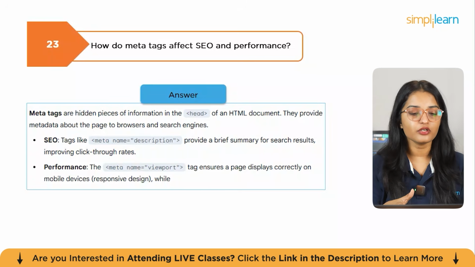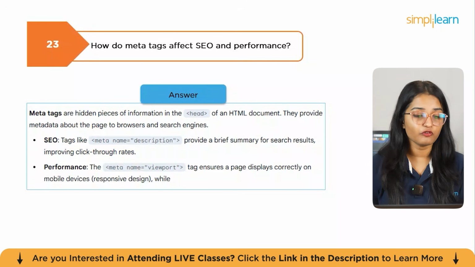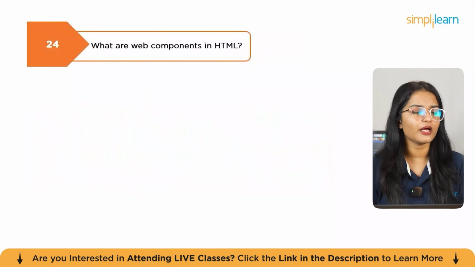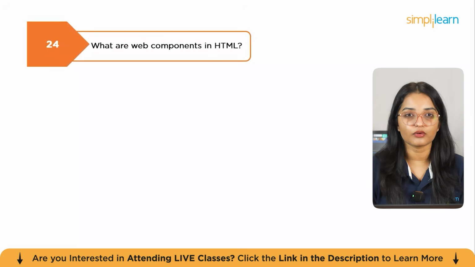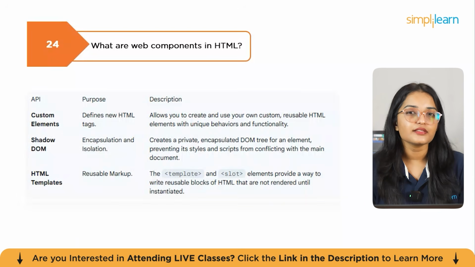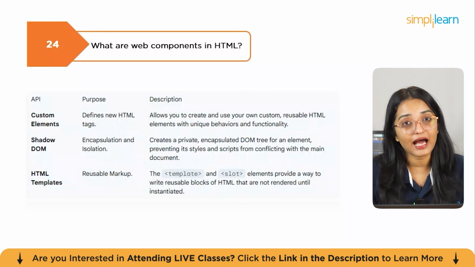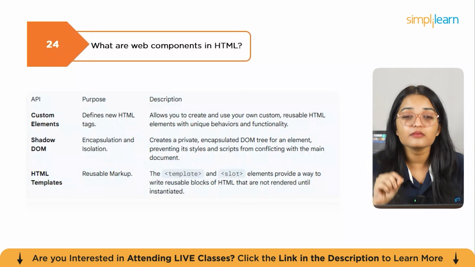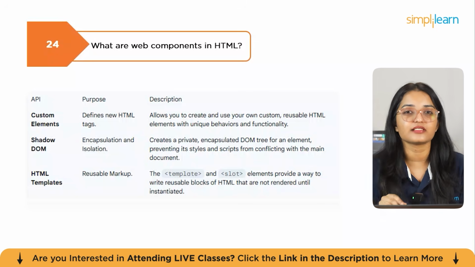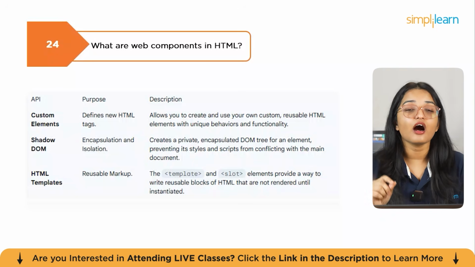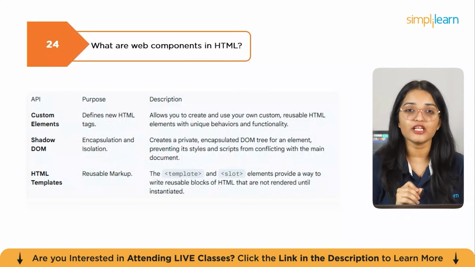So now that you have understood how meta tags affect SEO and performance, it's time to move on to the 24th question. This is asking about what are web components in HTML. This is also an important and advanced question often asked in interviews. To answer this, you say that web components are a set of modern web platform APIs that allow you to create new custom, reusable, and encapsulated HTML tags. They are a powerful way to build modular user interfaces and are composed of three main types of technologies.